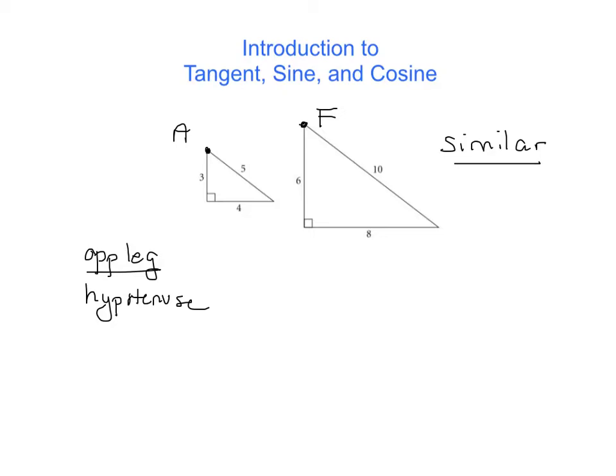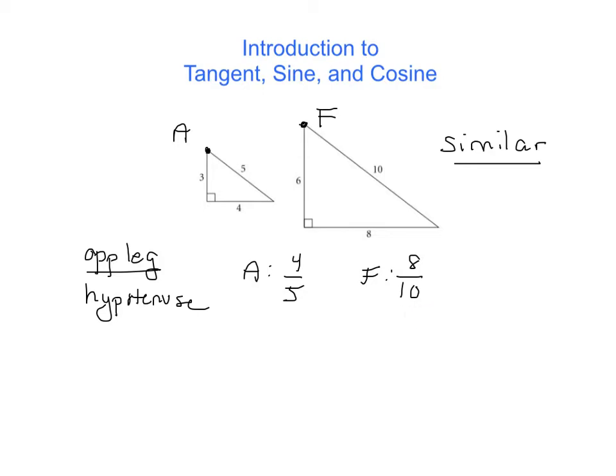And for angle A, that ratio is going to be the opposite leg, which is 4, divided by the hypotenuse, which is 5. So that ratio is 4/5. And then if you're standing at angle F, the opposite leg is 8, and the hypotenuse is 10. So that ratio is 8 over 10. And as you see, those two ratios are equal to each other.